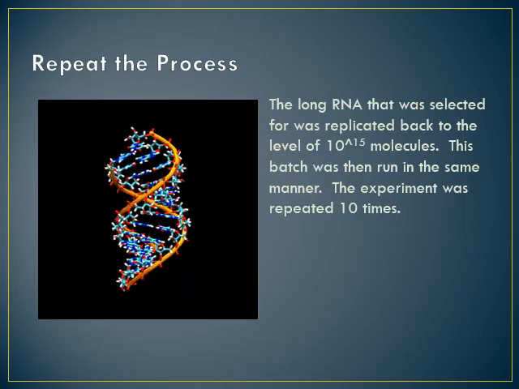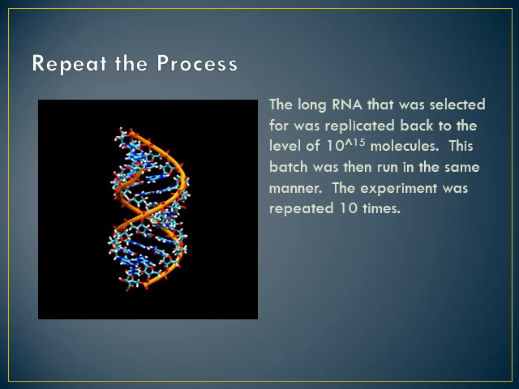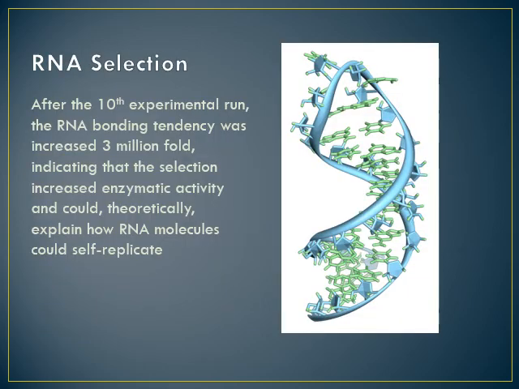He repeated the experiment 10 times, and only 10 times. After the 10th experiment, he found that RNA bonding efficiency was 3 millionfold faster. It was 3 million times better at binding nucleotides to each other than the original completely randomized bit of RNA was. He created an enzyme, or ribozyme, just through selection.